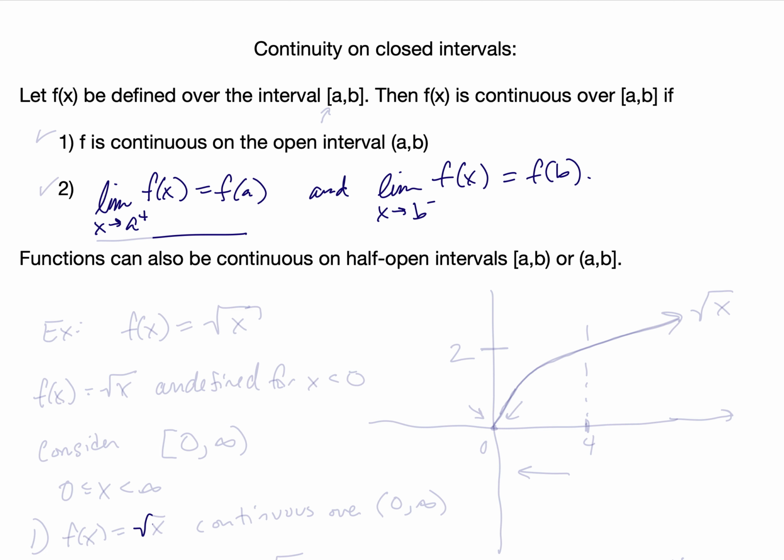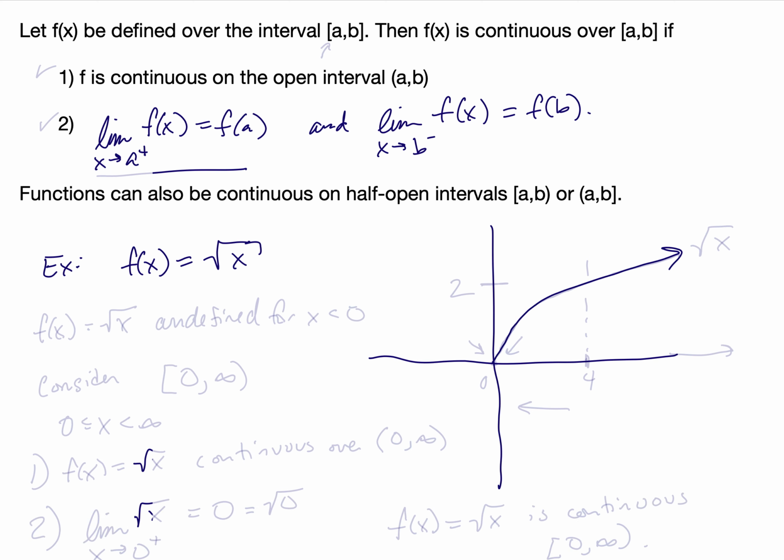Functions can also be continuous on half open intervals, like from a closed to b open, or a open to b closed. Let's just look at a quick example to make this make more sense. Let's think about the function f of x equals square root of x. When we think about that function, we're just thinking about the positive half of it, which looks like that, half of a parabola turned on its side.